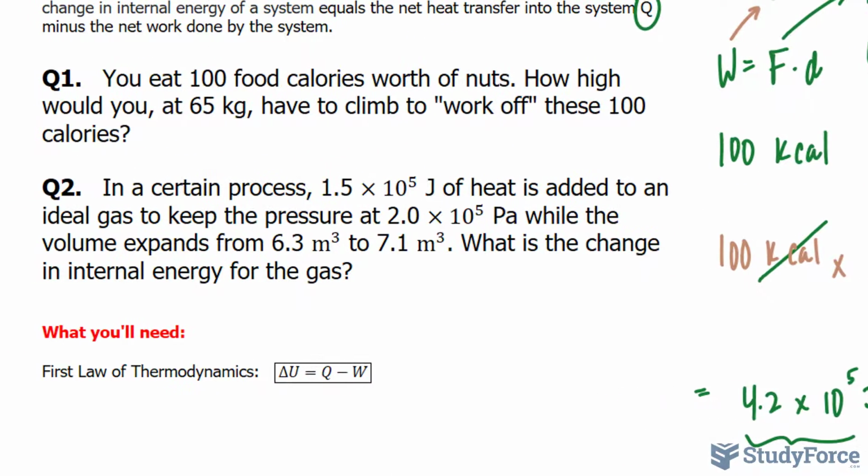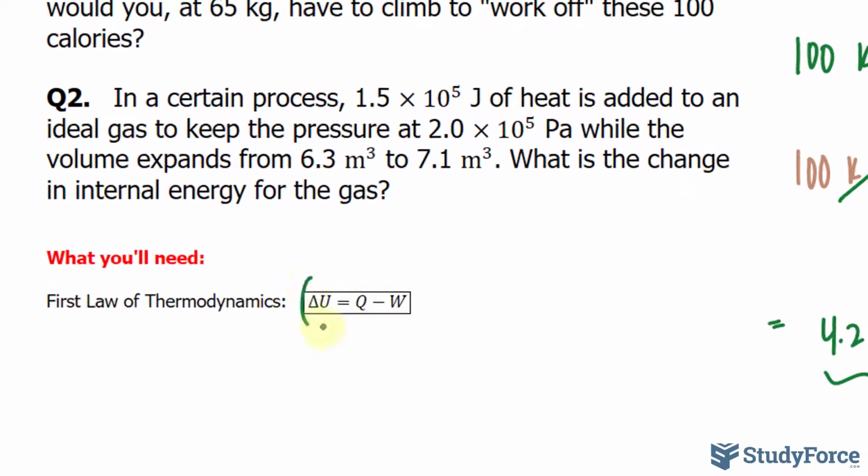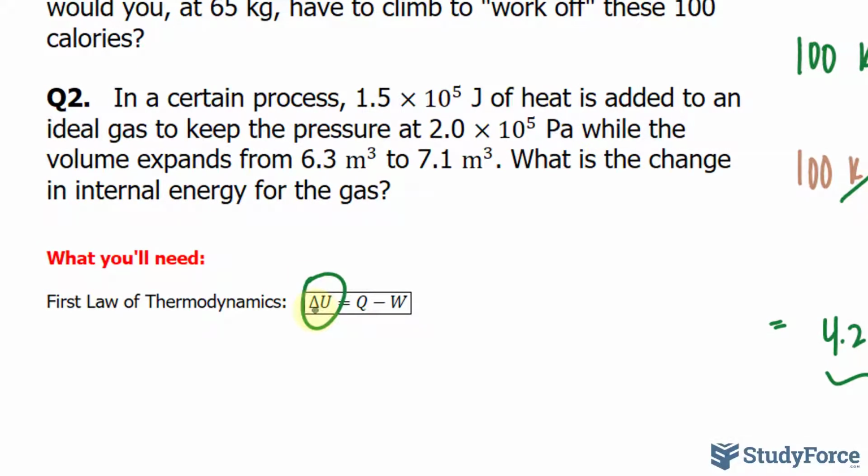Now let's actually apply the formula with this next example. In a certain process, 1.5 times 10 to the power of 5 joules of heat is added to an ideal gas to keep the pressure at 2.0 times 10 to the power of 5 pascals, while the volume expands from 6.3 to 7.1 meters cubed. What is the change in internal energy for the gas? So we are looking for that value, and we are told the heat that's added to the system. It's 1.5 times 10 to the power of 5 joules. The work needs to be calculated.